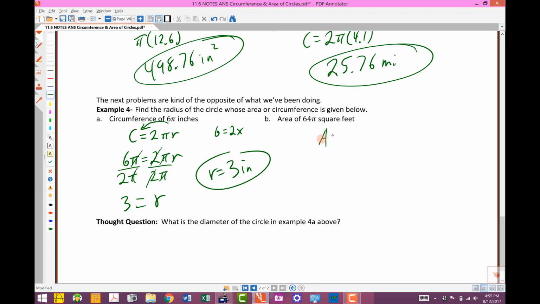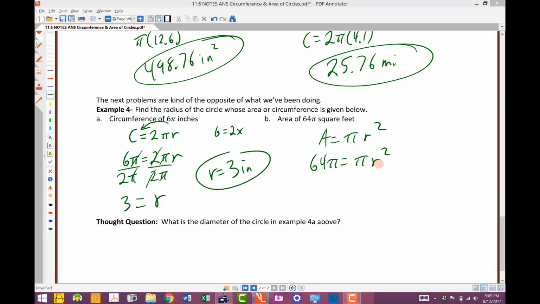We've got an area here, so we're definitely going to use the area formula of pi r squared. Again, write that enough that you've got it memorized. And then it says the area is 64 pi. So we're going to do 64 pi equals pi and then r squared. This can be a tricky one if you haven't seen these before.